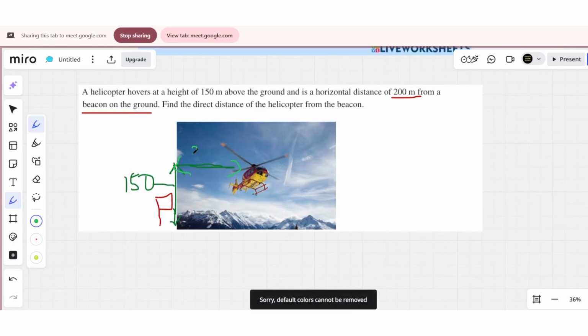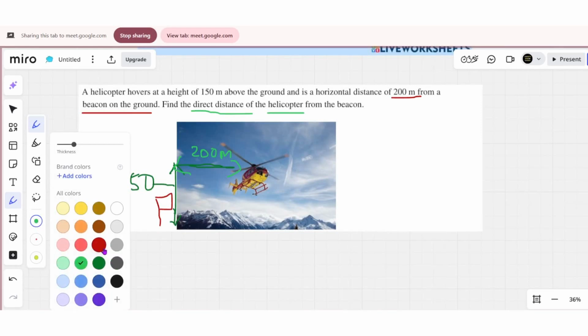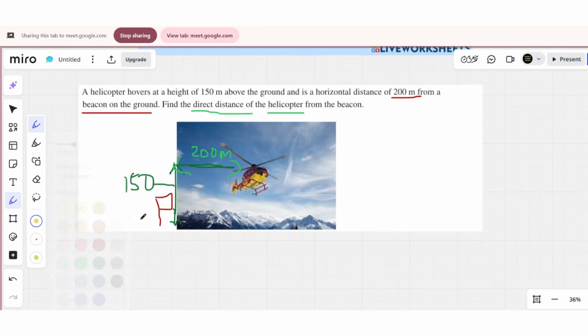This is 200 meters. What they're asking you to find is the direct distance of the helicopter from the beacon. So we will join them with a line, and this is the direct distance. Can we say this is a right angle triangle, because the vertical height is always 90 degrees with the horizontal line? So this is how we will apply Pythagoras here.